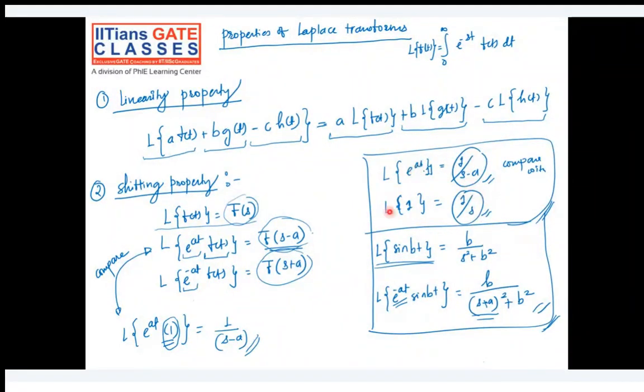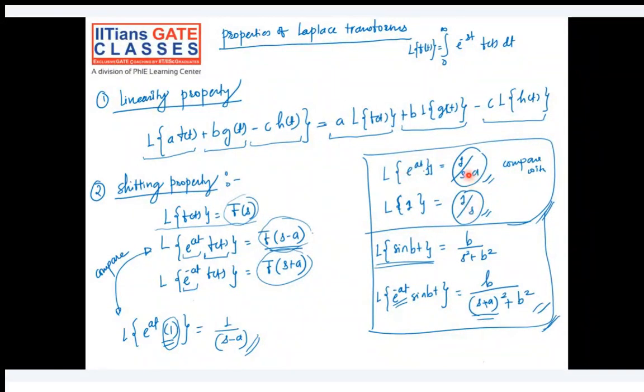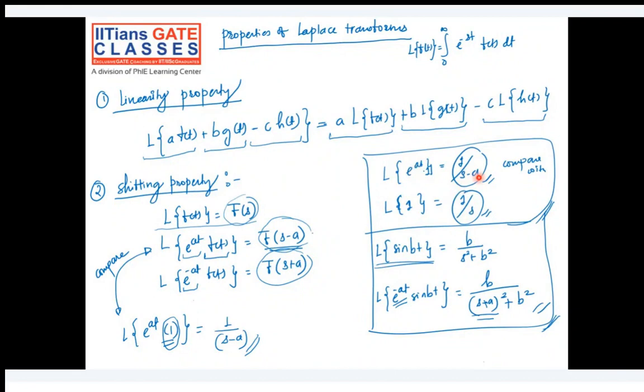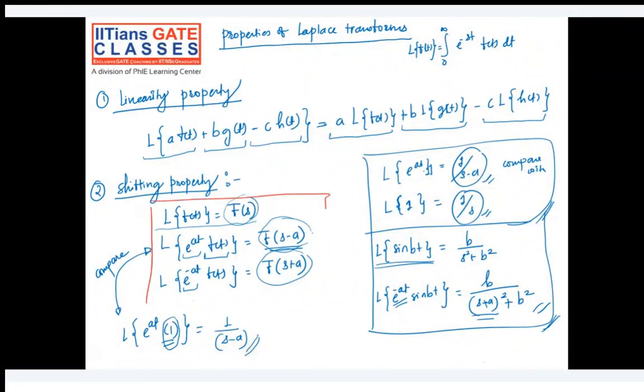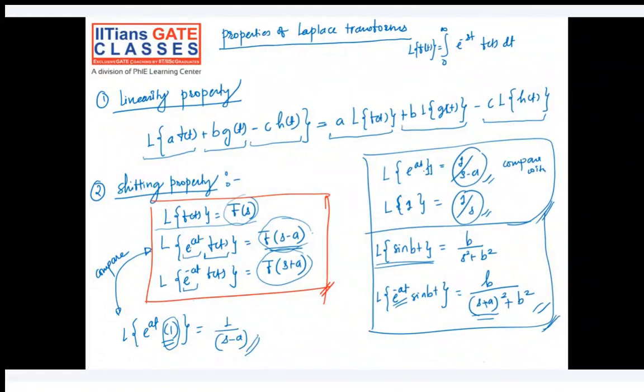So what we can understand from it is that the effect of e to the power at in the Laplace transform is that it will make s into s minus a. And the effect of e to the power minus at is that it will make 1 upon s into 1 upon s plus a. The same concept we will use to understand the shifting property. So the shifting property is this much only, in the red box I am drawing. The Laplace transform of f of t is f bar of s, we know. Then the Laplace transform of e to the power at f of t is f bar of s minus a.